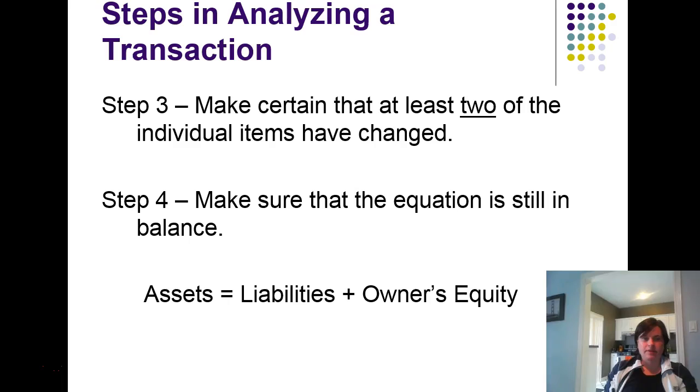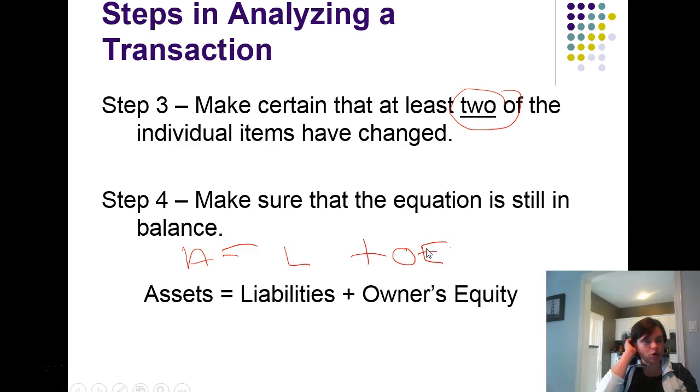Step number 3, you need to make certain that at least 2 of the individual items have changed. So a minimum of 2 accounts must have changed in order for the business transaction to work. Because again, we want to make sure that the equation is still in balance. Assets equals liabilities plus owner's equity. So if we record the change that assets have increased by 500 and we don't record any other change, does this still hold true? No, it doesn't.